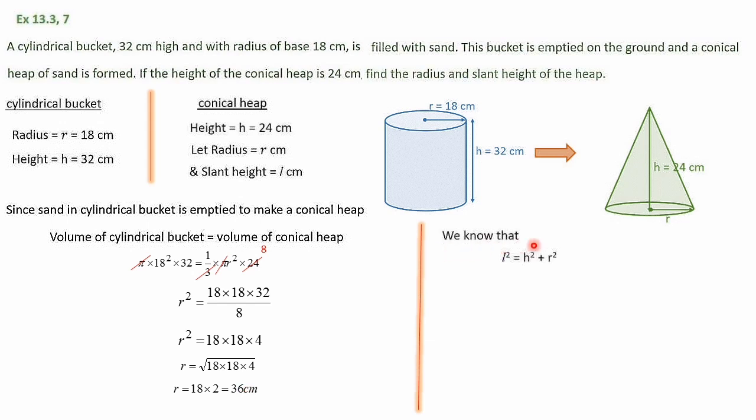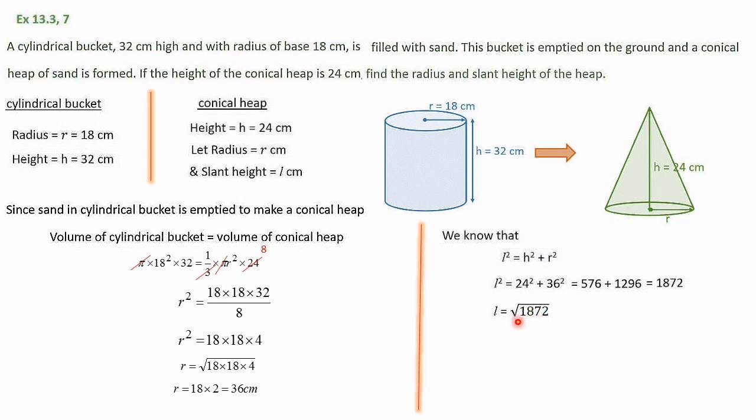We will go for finding L. We know the formula: L square is equal to h square plus r square. So L square is equal to 24 square plus 36 square. 24 square is 576, and 36 square is 1296. Up to 25 we might have memorized, but for 36 we have to multiply and calculate: 36 into 36, 1296. When we add these two, we get 1872. So L is equal to root of 1872.